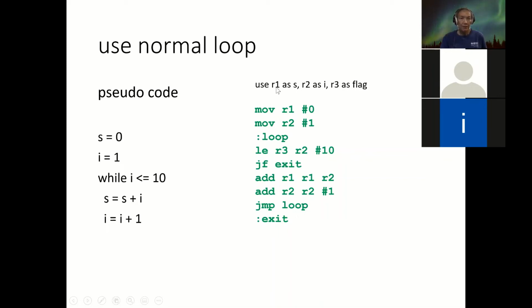We use R1 as S, R2 as I index, and because there is a test of I less than or equal to 10, we have to keep the result somewhere. So we use R3 to do that. First line, we set S equal to 0. Second line, set I equal to 1.